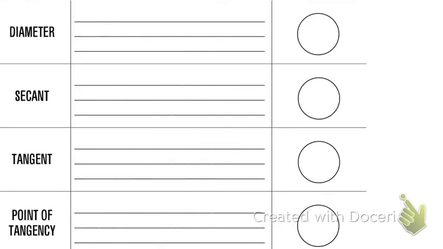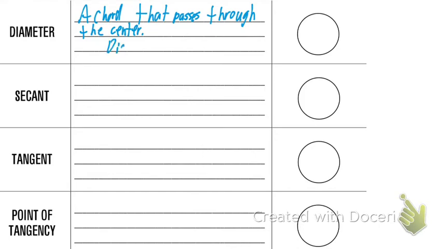All right, diameter. A diameter is a chord, like we were just talking about, that passes through the center of the circle. A little note here: the diameter is equal to 2 times the radius, so 2r.